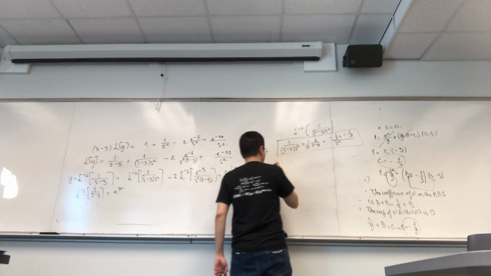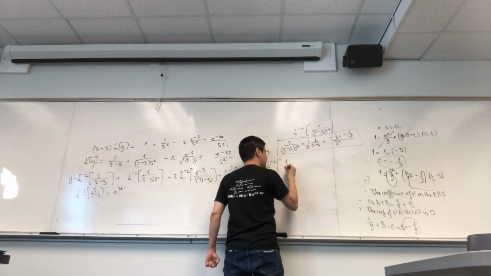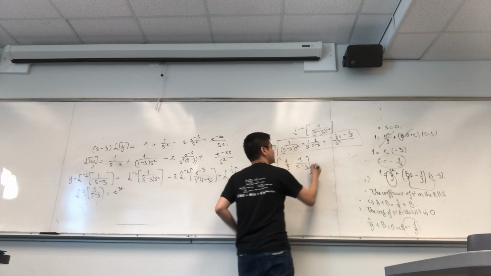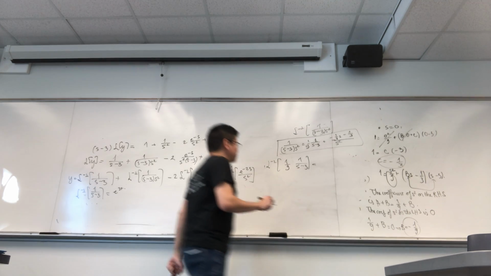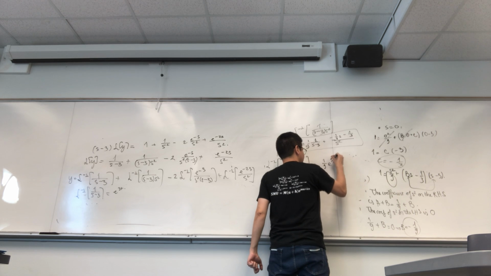Now I have to compute the inverse Laplace transform of 1 over (s minus 3) times s squared. I split it as 1 over 9 times 1 over (s minus 3), plus (minus 1 over 9 s minus 1 over 3) over s squared. Now I have to compute the first inverse Laplace transform. What is it? Yes, 1 over 9 e to the 3t.